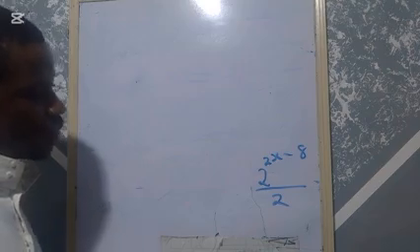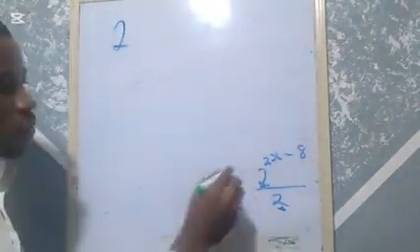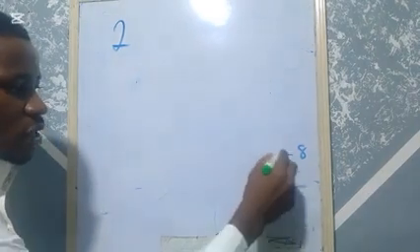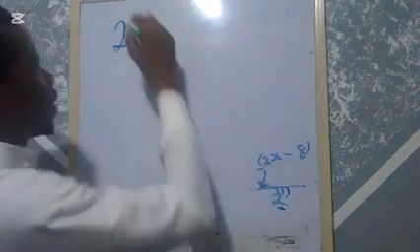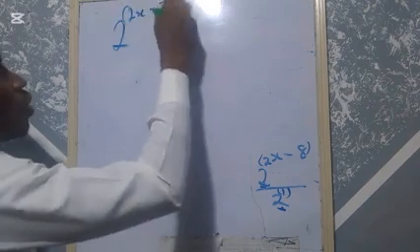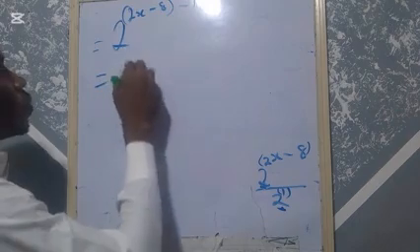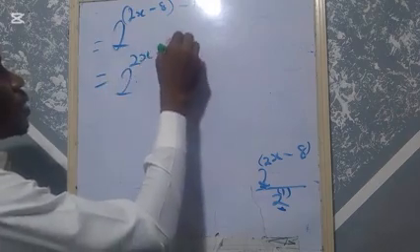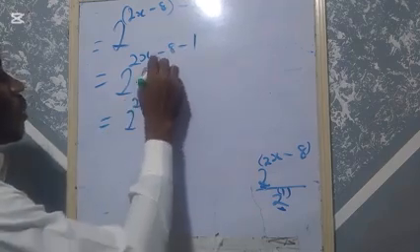What do we have? Division law. This and this are the same. Pick one of the bases according to the division law. This is power 1. Subtract the powers. That is the whole of this power minus this power. So you have 2x minus 8, all minus 1. So this is equal to 2 raised to the power 2x minus 8 minus 1.